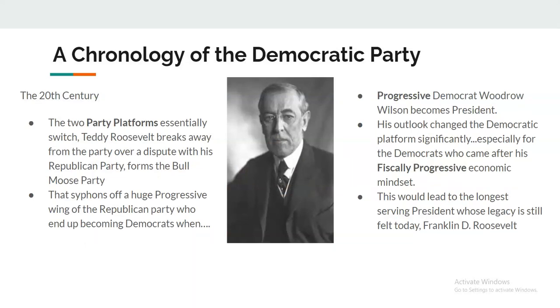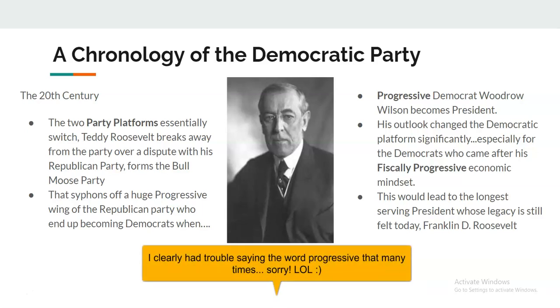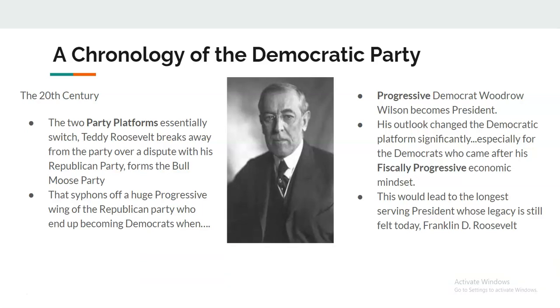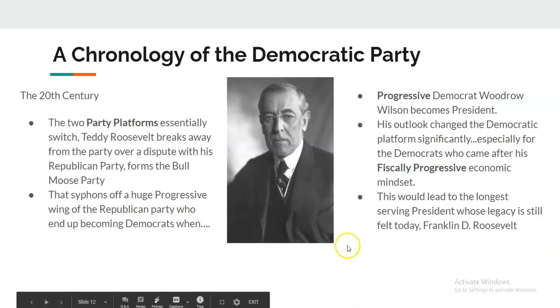Teddy Roosevelt breaks away from the party over a dispute with his Republican Party and forms what's called the Bull Moose Party. That, in turn, siphons off huge amounts of progressive votes and drains that wing of the party, and the Democrats end up winning. The progressive Democrats were running a candidate by the name of Woodrow Wilson, and he becomes president. His outlook changed the Democratic Party platform significantly, especially for Democrats who came after, with his fiscally progressive economic mindset.